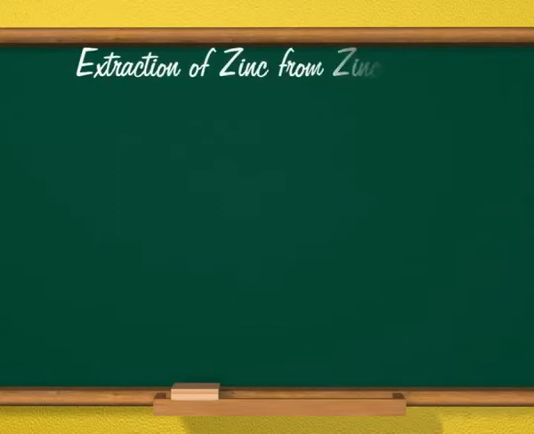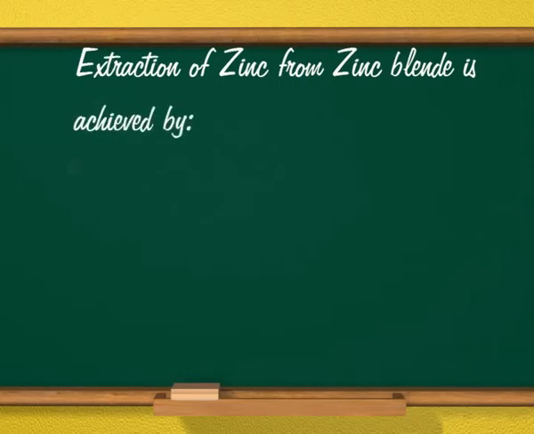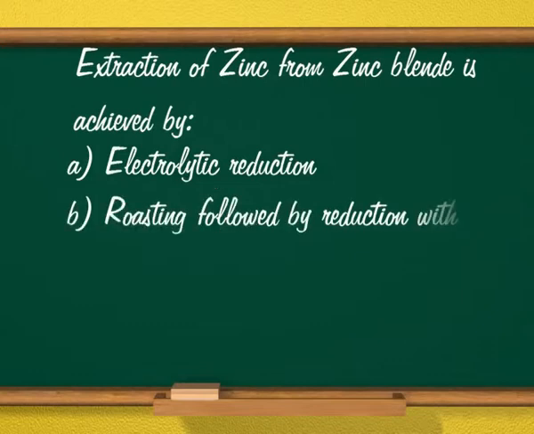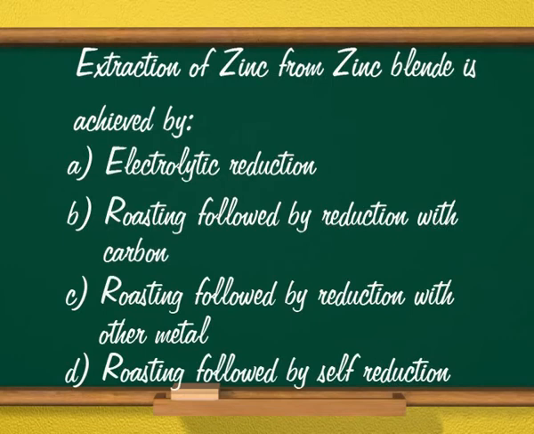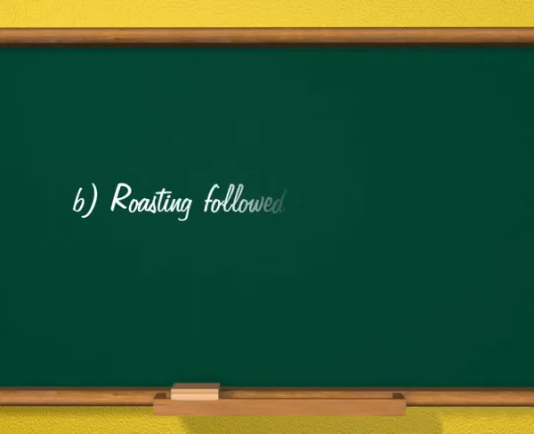My next question is, extraction of zinc from zinc blende is achieved by A. Electrolytic reduction, B. Roasting followed by reduction with carbon, C. Roasting followed by reduction with other metal, D. Roasting followed by self-reduction. Yes, you are right. The correct answer is B. That is roasting followed by reduction with carbon.